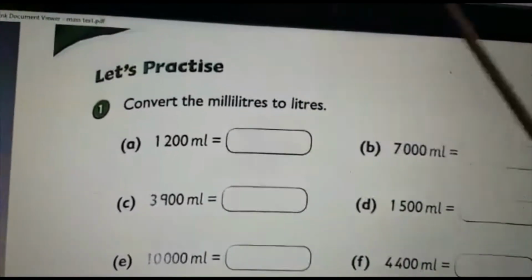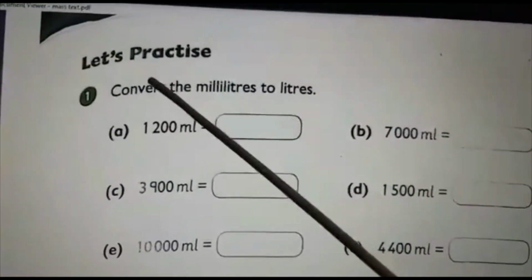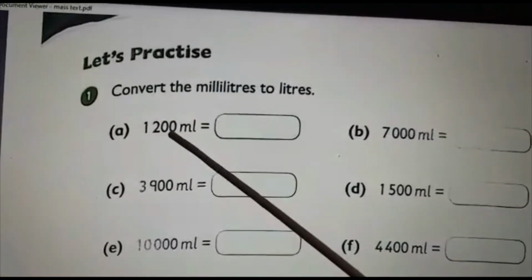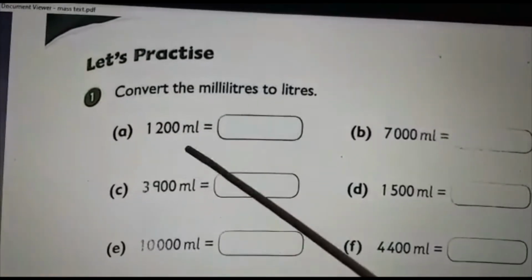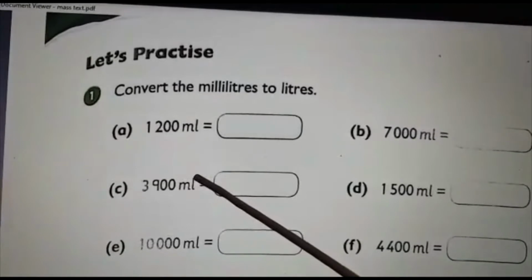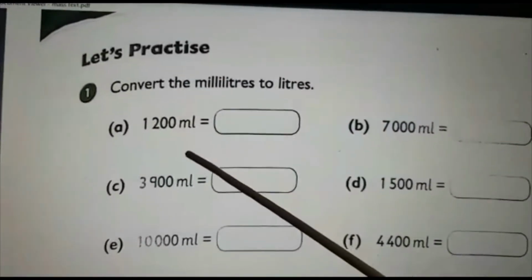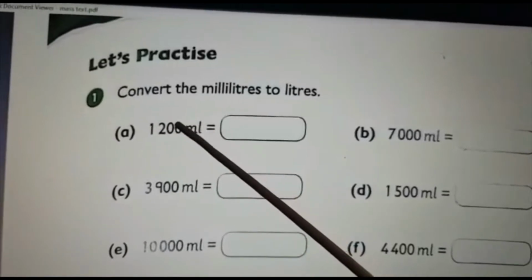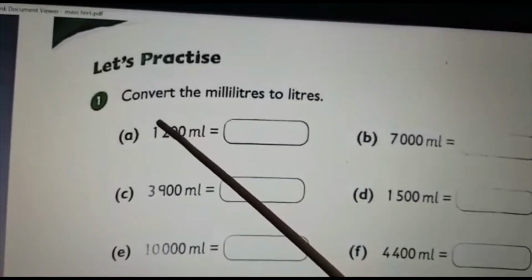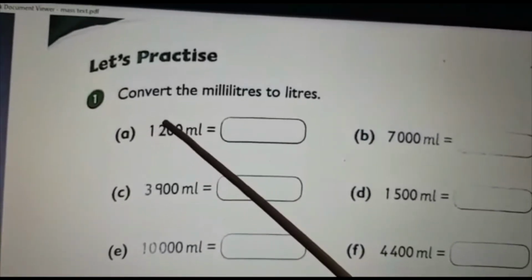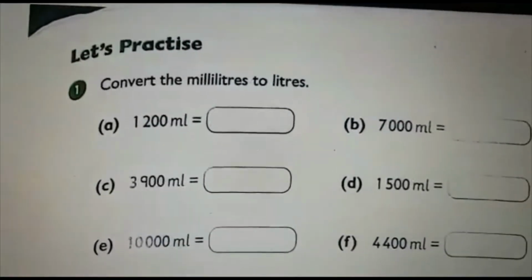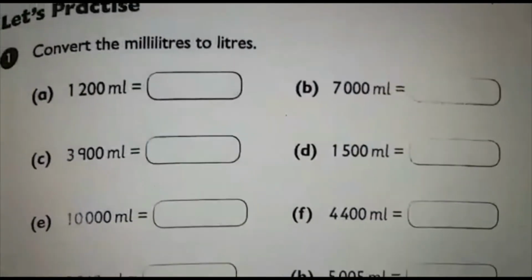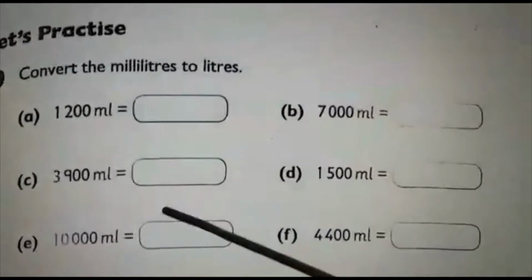Okay. Either you can do it like this by cancelling, or else how can we do it? 1200 divided by 1000. So how many zeros in 1000? In the denominator there are 3 zeros. So from here just count 3 digits and put the decimal. So it is 1, 2, 3. So where will it come? It is 1.2. In between 1 and 2 the decimal point will come. Is it? Same way we can do all the questions.